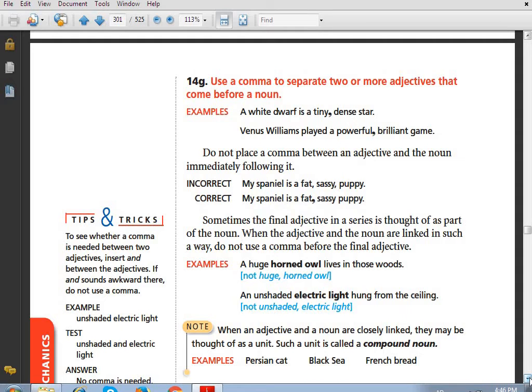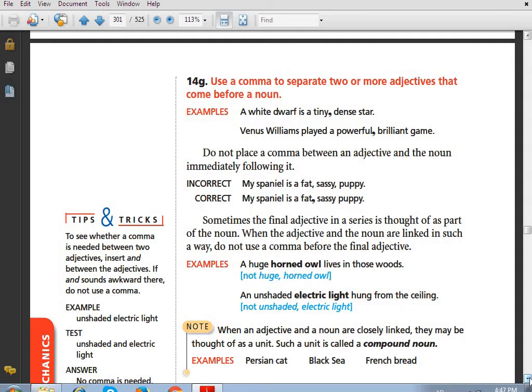Okay. When the final adjective in a series is thought of as part of the noun, don't use a comma before that adjective. Again, guys, if I have a series of adjectives and the last adjective in the series is thought of as a part of the noun, don't use a comma before that adjective. Look at the example below. A skillful, enthusiastic dog. I put a comma between skillful and enthusiastic. I didn't put a comma after enthusiastic. Okay, guys, take care of this part.